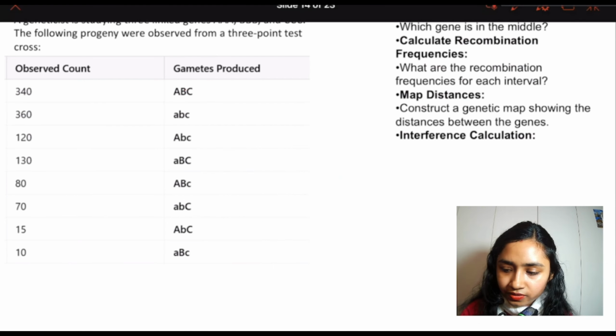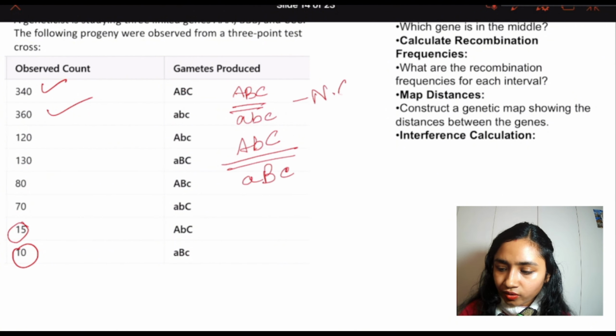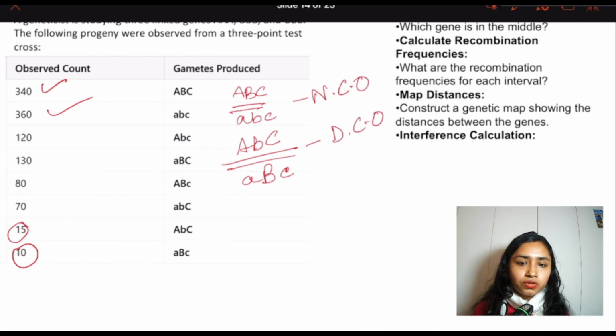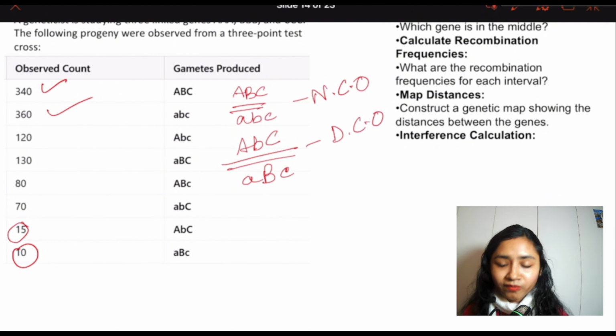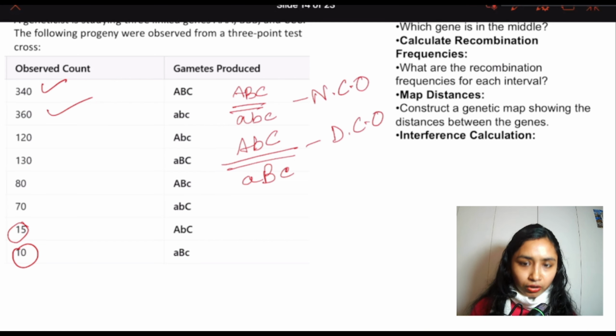So here you could see that our NCO is this, and which is the lowest number? 15 and 10. So this is the NCO class, this is the DCO class. NCO means non-crossover, DCO means double crossover. Now what's the question given? Which gene is in the middle? That is, they are asking about the gene order.